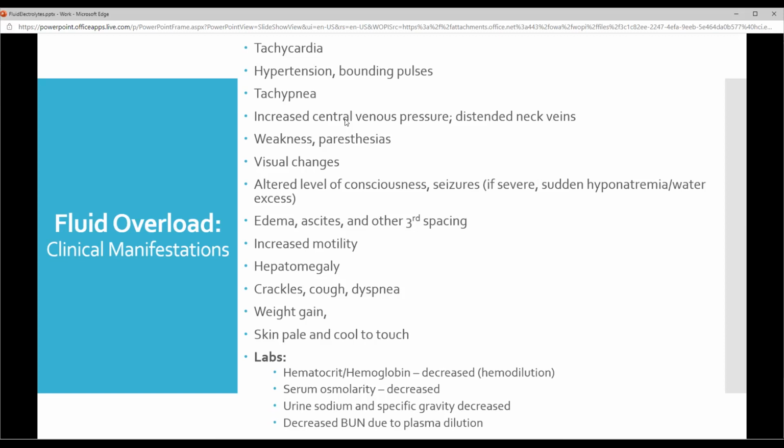All right. Other signs: ascites, third spacing. So ascites, edema, that kind of stuff. Crackles in the lungs. They may have pleural effusions around the lungs. So now with them, everything's going to be diluted. Everything's watered down. So your blood counts may be low, not because you actually bled out, but because it's just watered down right now. Osmolarity's low, and you can read the rest, right?